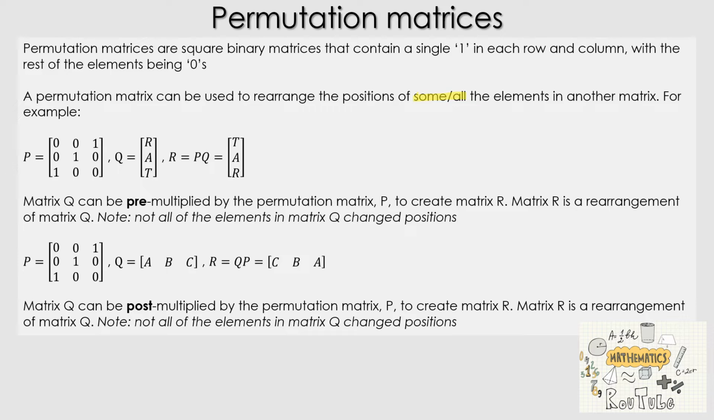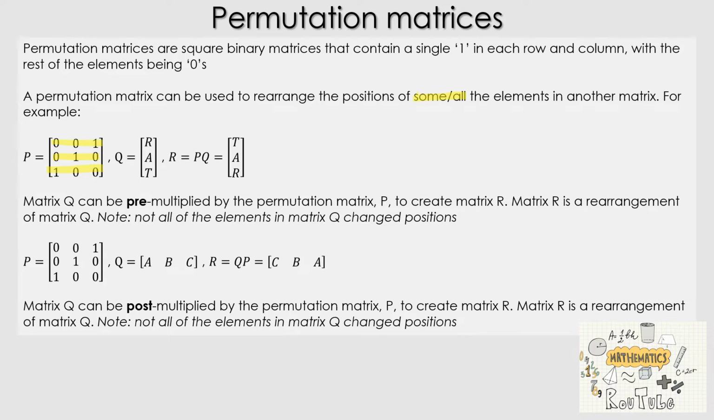So we've got matrix P, matrix Q, and then a matrix R. So if we have a look here, we've got matrix P, which is our permutation matrix, and we know it's a permutation matrix because it satisfies that first sentence that I sort of spoke about, where it's a square matrix, it's a 3 by 3, and it only contains a single one in each row and column, and the rest of the elements being zeros. Okay, so that's a permutation matrix.